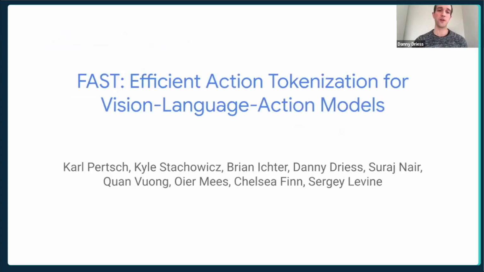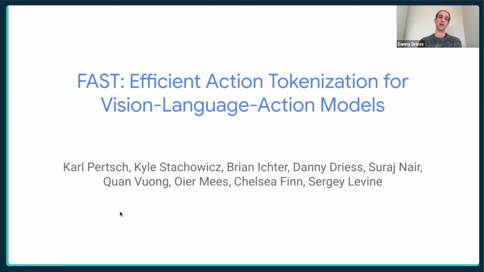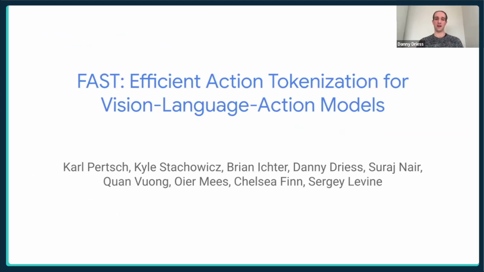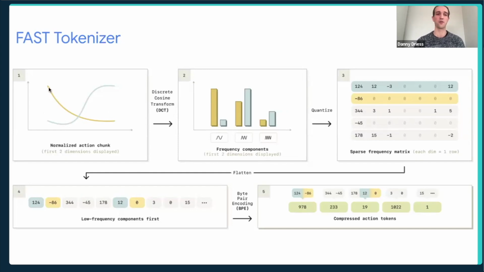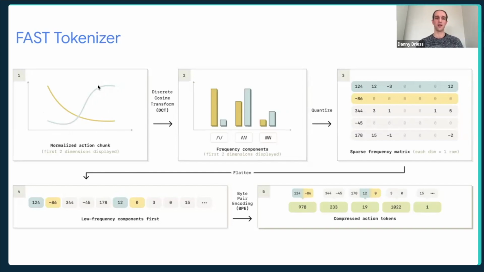The last project that I want to talk about is very recent. We actually came up with a tokenization scheme, led by Carl and Kyle, called FAST, where we figured out how to make it possible to train VLAs on high frequency action data. How does this work? What you see here are 2 dimensions of a robot trajectory. Think of it like 2 different joint dimensions over time. This is the time dimension, and this is a robot action chunk.